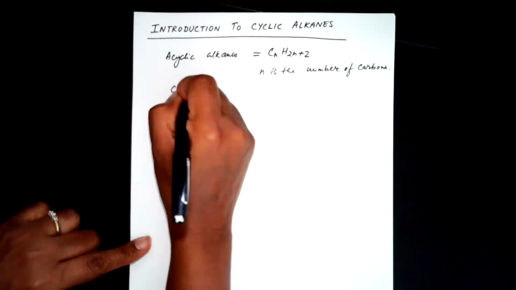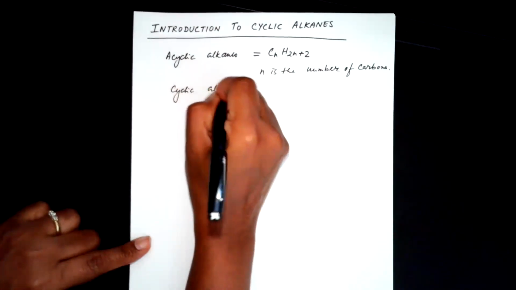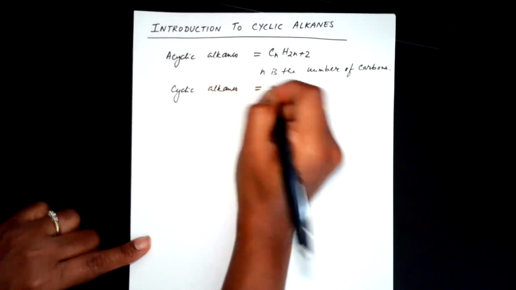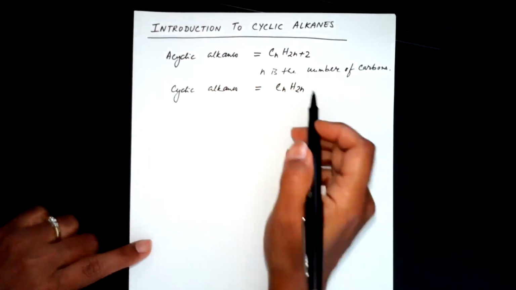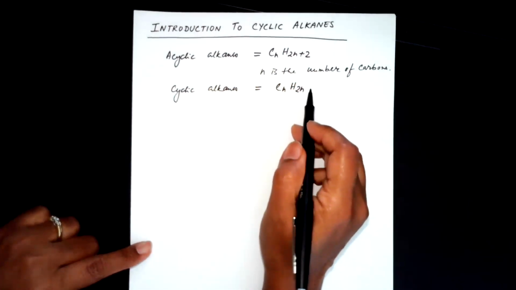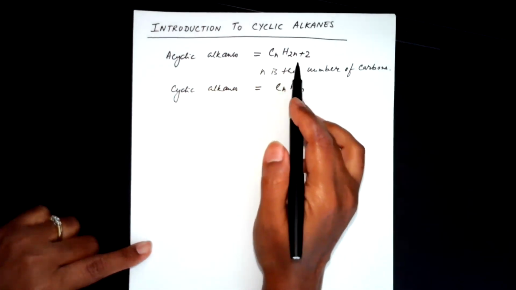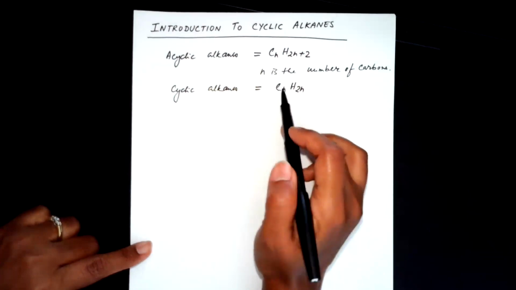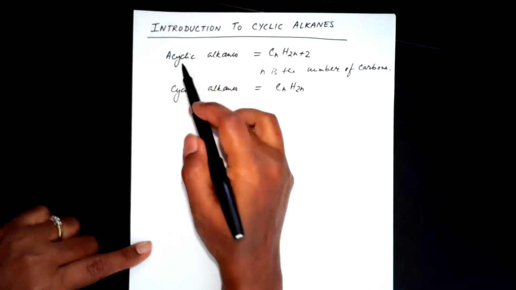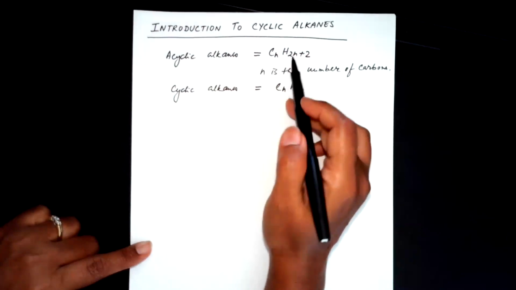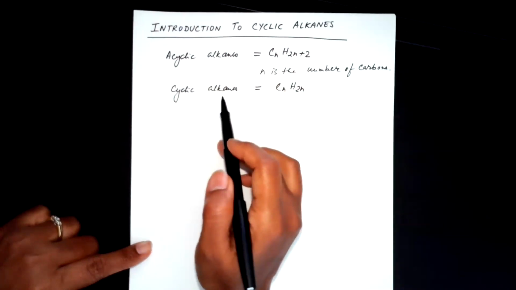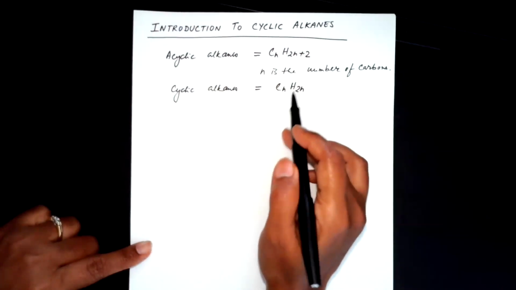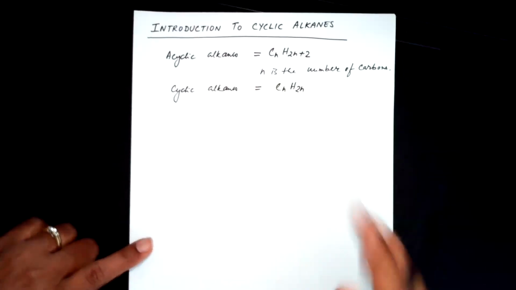The formula for cyclic alkanes is CnH2n. So there are 2 fewer hydrogens than its corresponding acyclic form. So keeping the number of carbons the same, if you were to make an acyclic alkane, you would need 2 times the number of carbons plus 2 more hydrogens. If you were to make the cyclic form of the molecule, you would just need 2 times the number of carbons in hydrogens. And we would look into this.